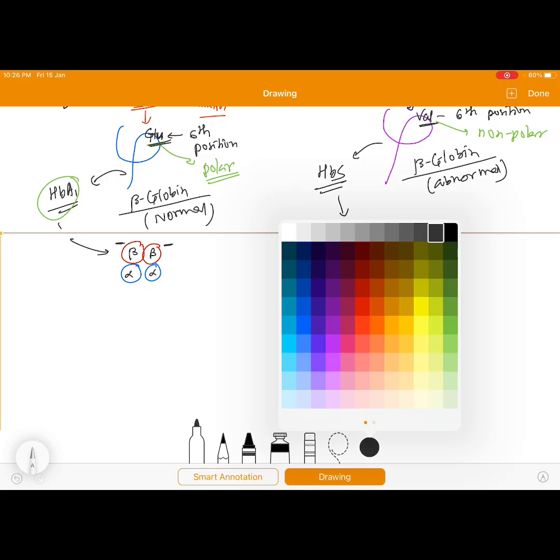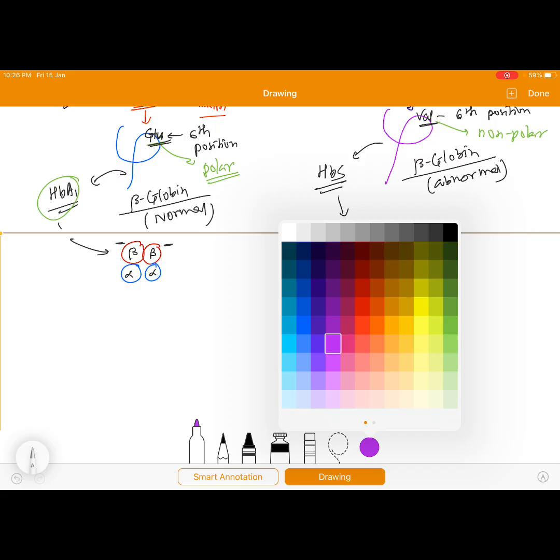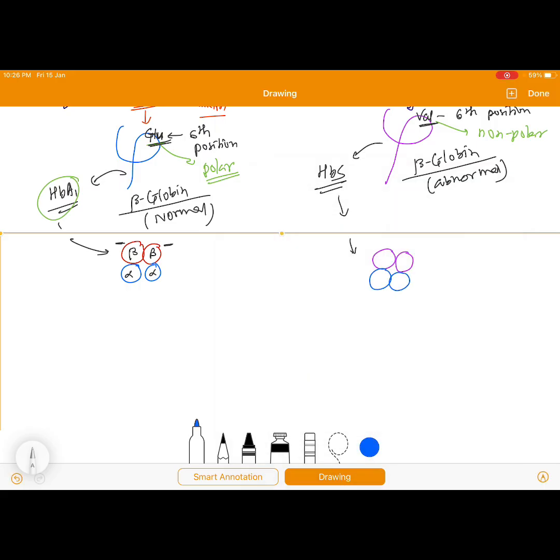You see here, it is also made up of 2 beta globin subunits as well as 2 alpha globin subunits. If you consider the structure, these 2 are the beta globin subunits, these 2 are the alpha globin subunits. But these beta globins are different from those beta globins, because in those beta globins at the 6th position glutamic acid is present, due to which negative charge is there, which is polar. But in this beta, at the 6th position there is valine present, which is non-polar. So non-polar means it cannot develop any negative charge. So in case of HbS, 2 negative charges are fewer as compared to the HbA1.